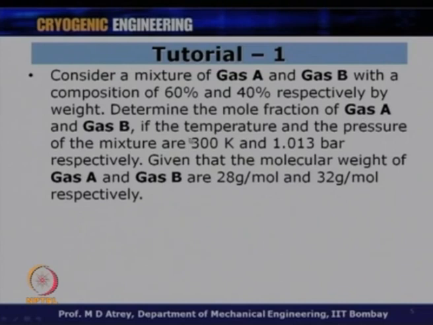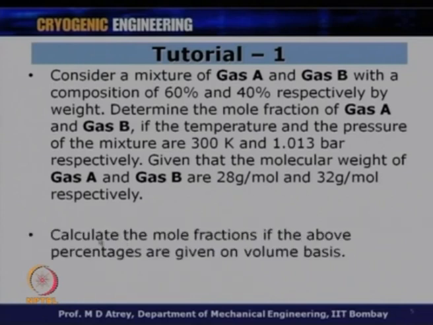Determine the mole fraction of gas A and gas B if the temperature and the pressure of the mixtures are 300 Kelvin and 1.013 bar respectively. Given that the molecular weights of gas A and gas B are 28 grams per mole and 32 grams per mole respectively. So, the molecular weights are given over here.